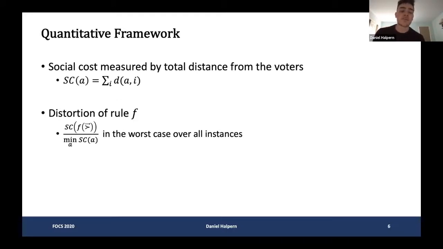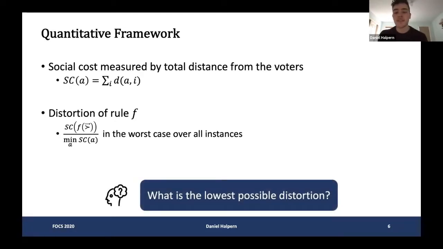Recall our goal is to minimize this cost. The social cost of a candidate is the sum of the distances from voters to that candidate. The way we analyze voting rules is with this approximation ratio. In the numerator of this approximation ratio is the social cost of the candidate actually chosen by the rule. And the denominator is the optimal candidate, so it's the minimum social cost over all candidates. We're going to be looking at the worst case, so this is the worst case approximation ratio over all instances. In this literature, it's usually called the distortion of the rule.